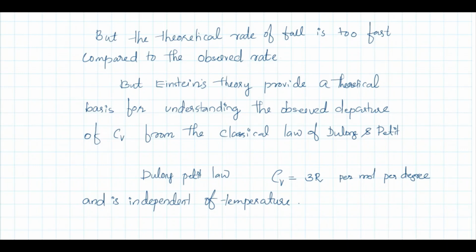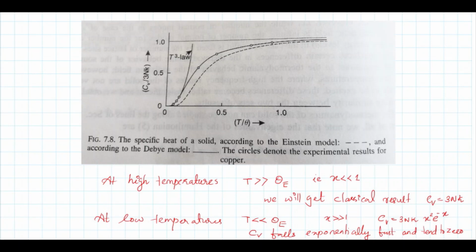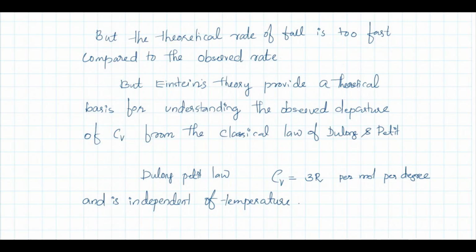But the theoretical rate of fall obtained by Einstein is too fast compared to the observed rate. This is the observed rate. These dots actually represent the experimental result, and this fall is slow compared to Einstein's result. Einstein's result gives a decrease of Cv that is very fast compared to the experimental value. So that is one failure of Einstein's model.